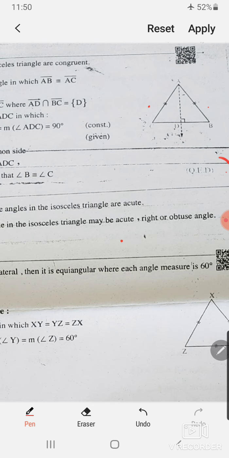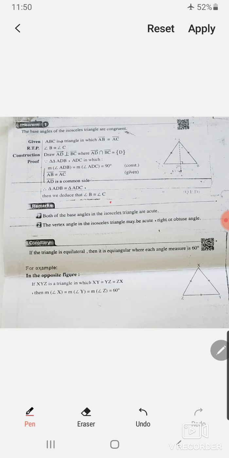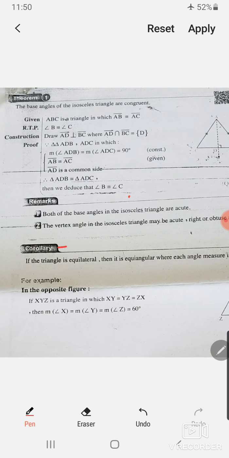Now let's read theorem number 1. The base angles of the isosceles triangle are congruent. Here, if you have the sides equal, then this one is called the base angle. This is CB, the base angles, so the angles are congruent to each other. The meaning of congruent is that they are equal. Then let's take some remarks.